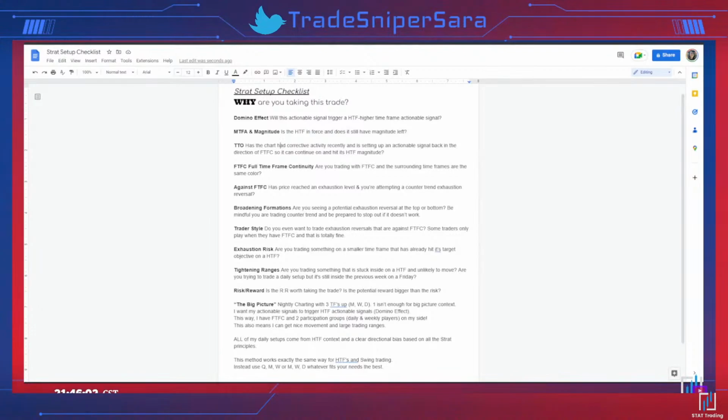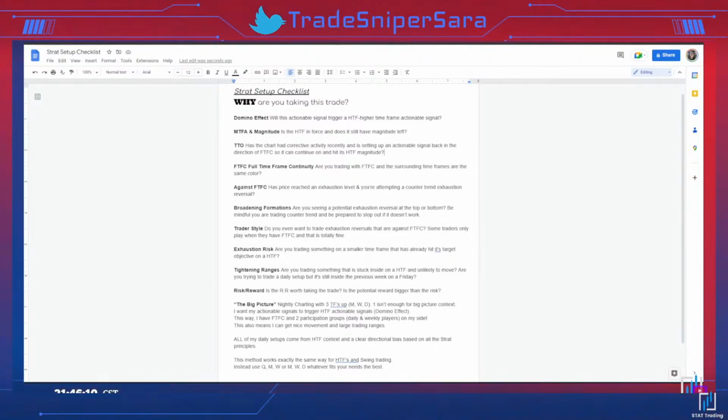TTO. So has the chart had corrective activity recently and is setting up an actionable signal back in the direction of full time frame continuity so it can continue on and hit its higher time frame magnitude? Full time frame continuity: are you trading with full time frame continuity and the surrounding time frames are the same color? Are you trading against full time frame continuity? And if you're trading against full time frame continuity, you know you can only do this if the price has reached an exhaustion level and you're attempting a counter trend exhaustion reversal.